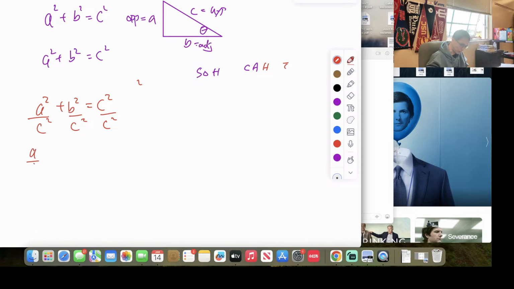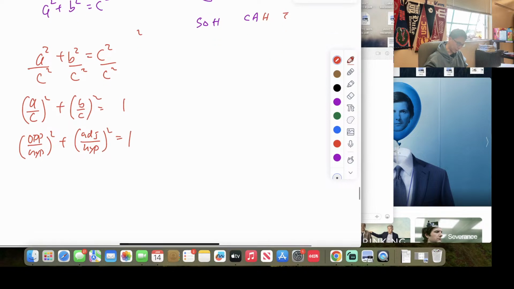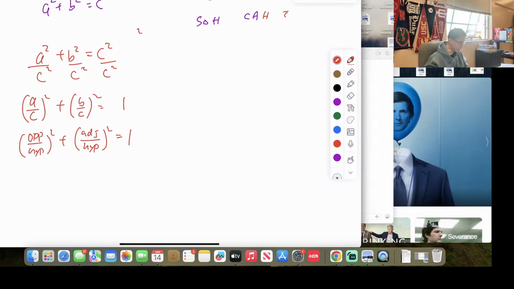What will happen is a over c squared, what did you say? Plus b over c squared is equal to what? 1. What is a over c? Well, a is the opposite, right? Over hypotenuse. And this is adjacent over hypotenuse. So what would this be? Sine squared theta plus cosine squared theta is equal to 1.